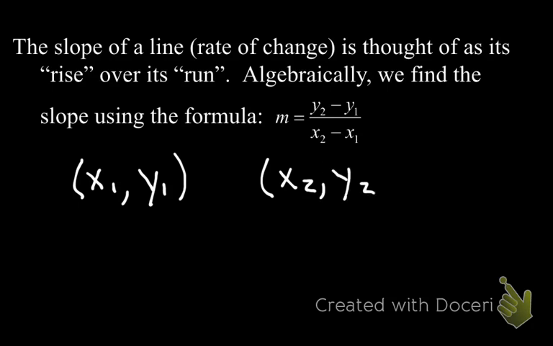And it's very important to remember that when you have your ordered pairs, the first number in each ordered pair is going to be the x's, and they go on the bottom of your fraction. And the second number in each set of parentheses is the y's, and they're going to go on the top of your fraction. That is a very common mistake people make, is they don't pay attention to their x's and y's.